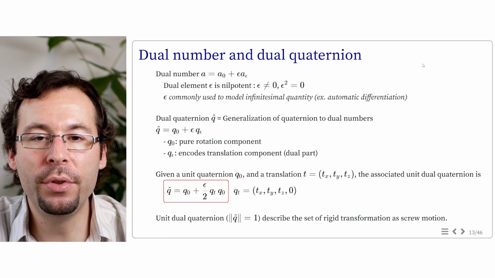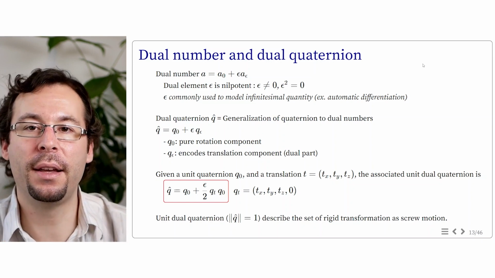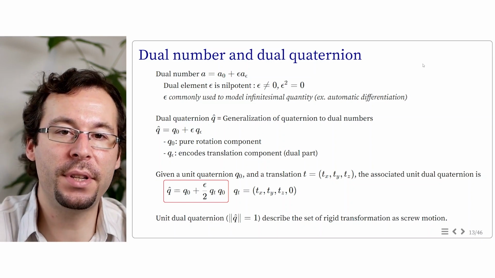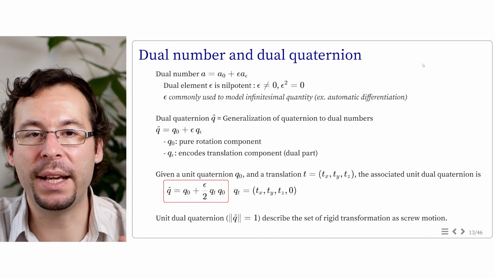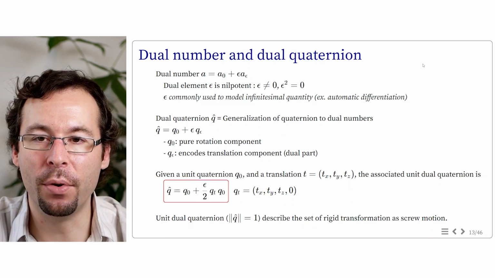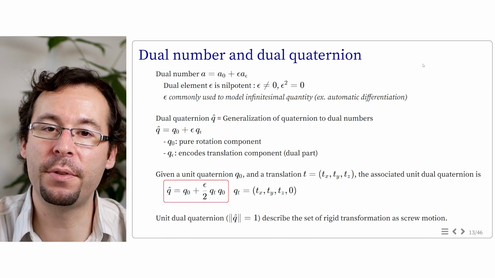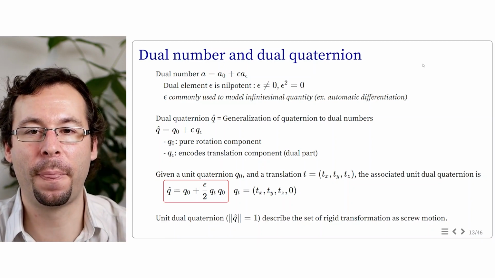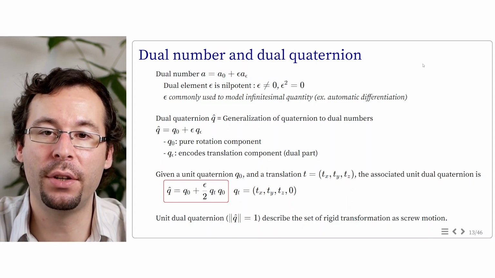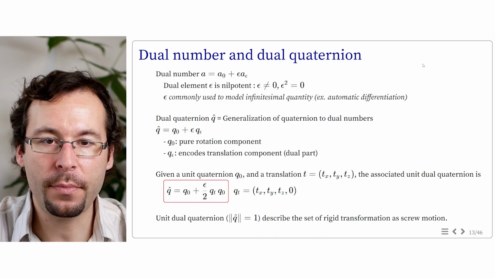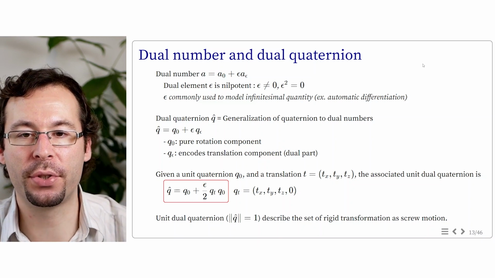The associated unit dual quaternion corresponding to this transformation is given by q hat as q0 plus epsilon divided by 2 qt times q0, with qt given by tx, ty, tz and 0 coordinates. You can see that there is actually a clear resemblance with the correspondence between quaternion and axis angle. And this form is actually the normalized form of a dual quaternion that has a unit norm. And it describes the set of rigid transformations as screw motions.